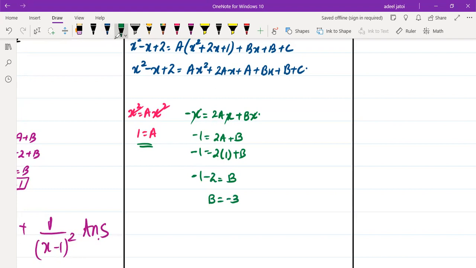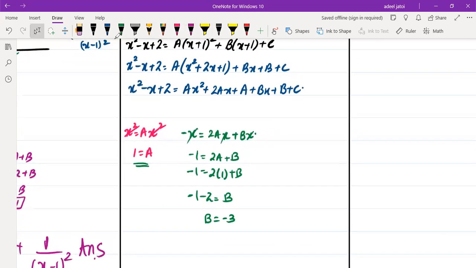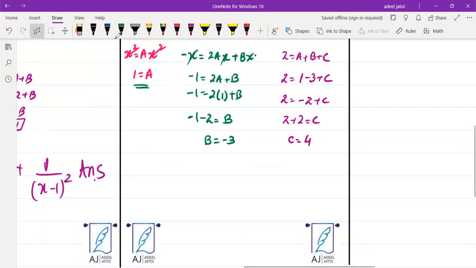And finally, what do we have? We have 2 can be compared to a plus b plus c. So 2 is 1 minus 3 plus c. 2 is equal to 1 minus 3, which becomes minus 2, plus c. So 2 plus 2 is equal to c. C becomes what? 4.